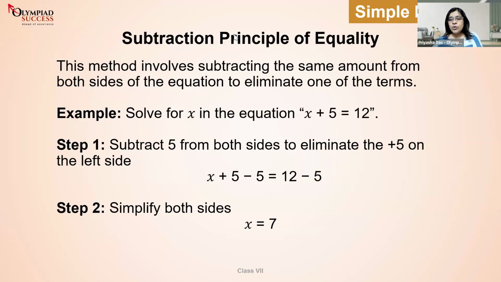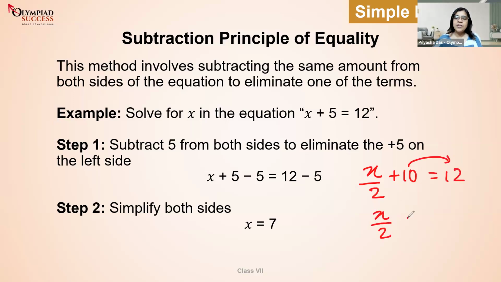X by 2 plus 10, because we are adding 10, right? Plus 10 is equal to 12. So we will shift the 10 to this side. X divided by 2 will be 12 minus 10, 2. And x divided by 2 is 2. So this 2 will go to this side and become multiplication. And the answer will be 2 into 2, 4.